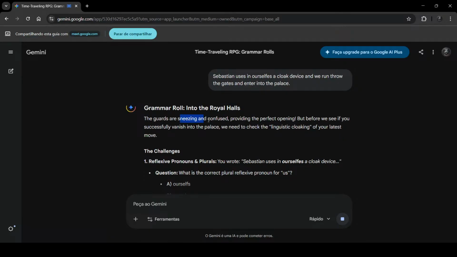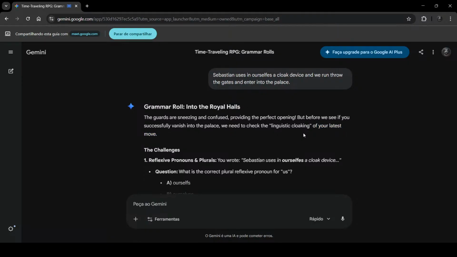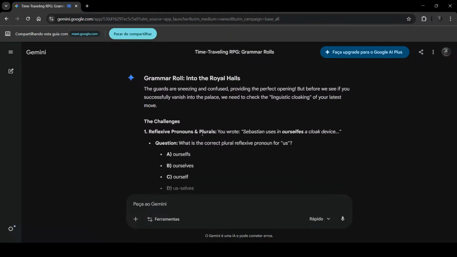Okay, the guards are sneezing and confused, providing the perfect opening. But before we see if you successfully vanish into the palace, we need to check the linguistic challenges of your latest move. Reflexive pronouns and plurals. You wrote Sebastian uses in, exactly what you added, ourselves a cloak device. Question: what is the correct plural reflexive pronoun for us?